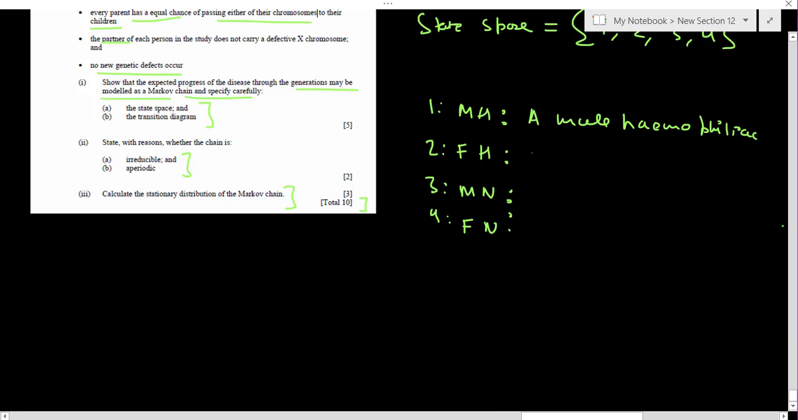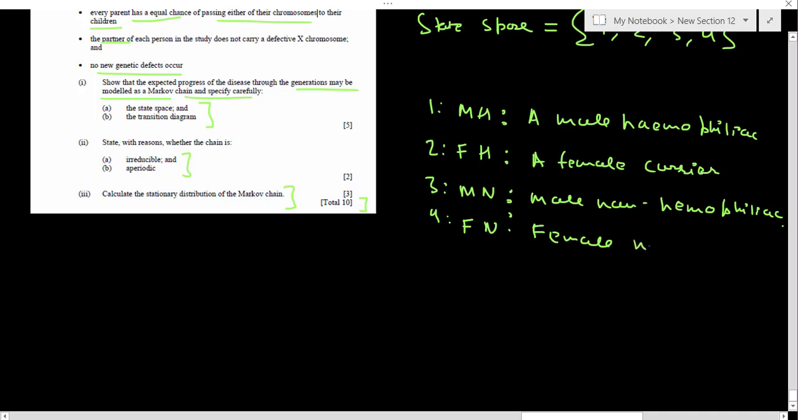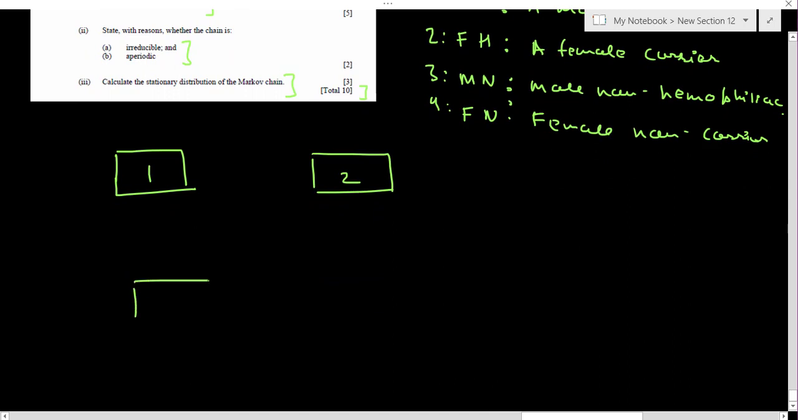Okay, and then you can write a female carrier, right? And then you can write a male non hemophiliac, and you can write this as a female non carrier, right? So you can have these 4 people here. So let's try to see how it works. Okay, so I've got state 1, state 2, state 3 and 4, right?